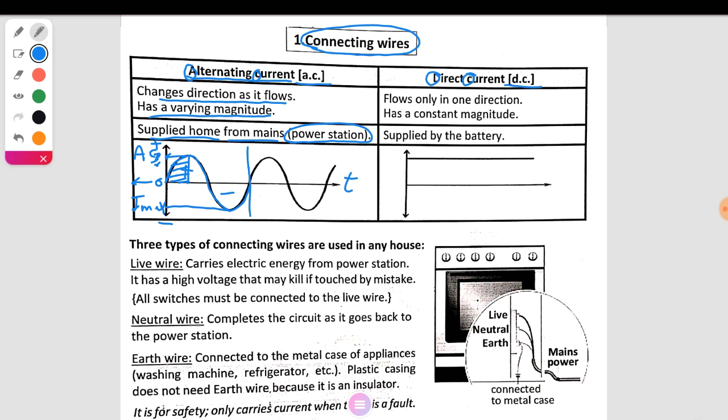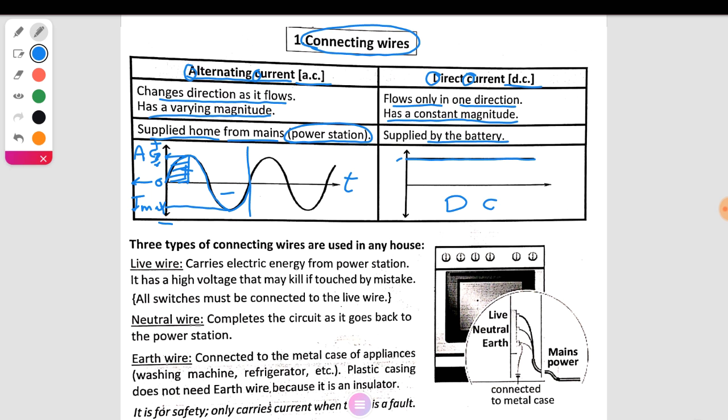Direct current flows in one direction. This is called the direct current. It flows only in one direction and has constant magnitude. Its magnitude is constant. It is supplied from a battery or from a DC dynamo, while alternating current is generated by using an AC generator or AC dynamo.